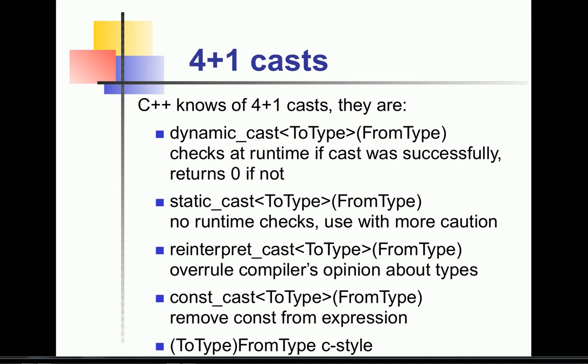Const cast removes const from an expression, which is quite a dangerous thing. I do not recommend doing that. And the final C-style cast, which just means you write the type name in front of the variable name with parentheses, just ignores everything and just changes the type. So if anything, you should only use dynamic cast and static cast in your exercises. The other three I would not consider safe and should only be used in very, very specific circumstances.